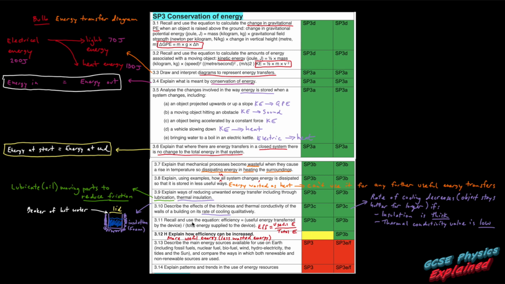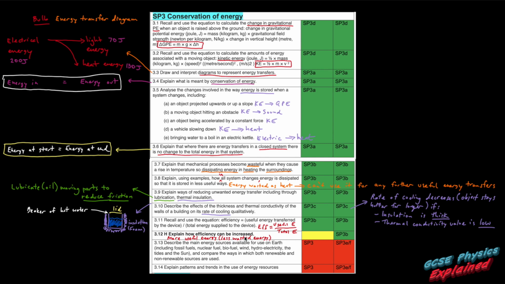You've got to be able to recall and use the equation efficiency equals the useful energy out divided by the total energy in. And finally, you've got to be able to explain how efficiency can be increased.